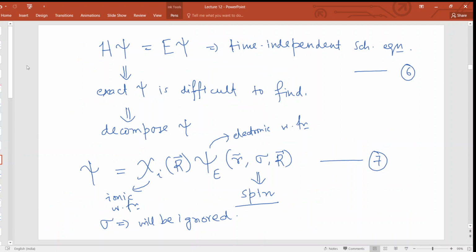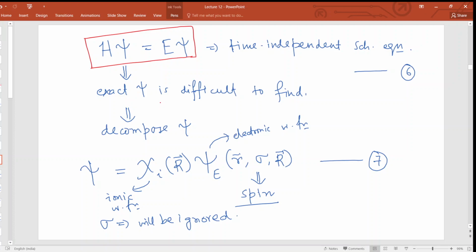So now we have got the Hamiltonian and the expressions for the different terms. What we have to do is solve the time-independent Schrödinger equation, because we are trying to find the stationary state. So H psi will be equal to E psi.